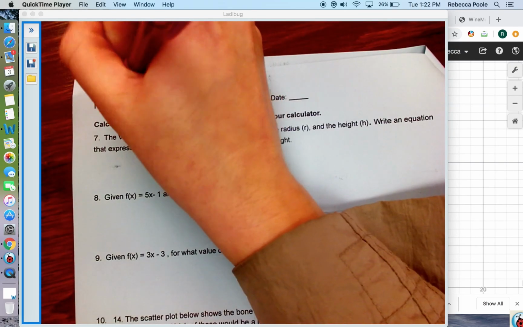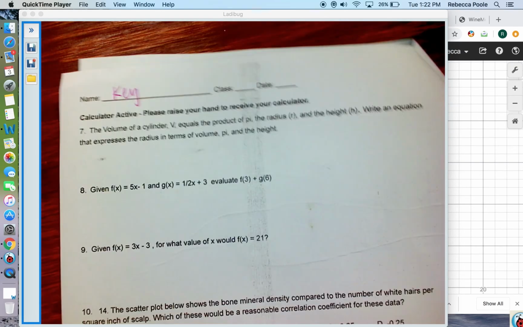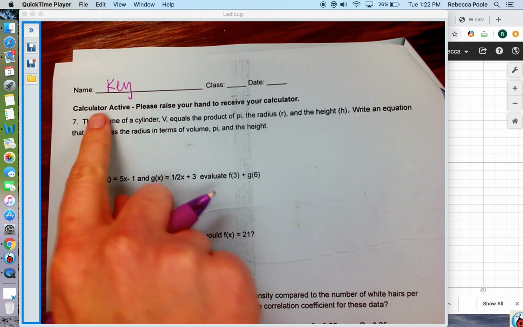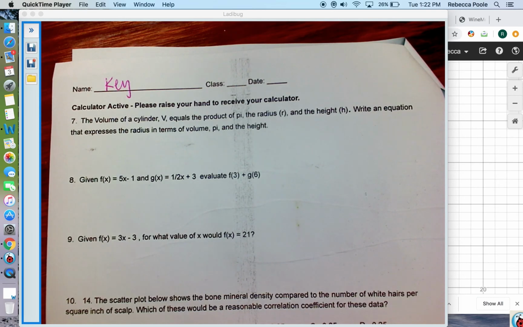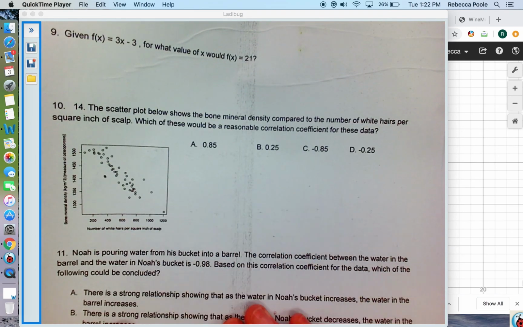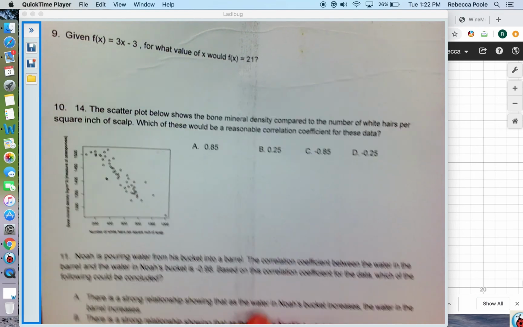Hey guys, so if you're watching this next part of the video series for the DCA 1 review, we're going to be working out the calculator active problems. The bad thing about DCAs in the exams a lot of times is that the problems on the calculator active, for example, 10 and 11, if you've already worked at these, you don't really need a calculator for.